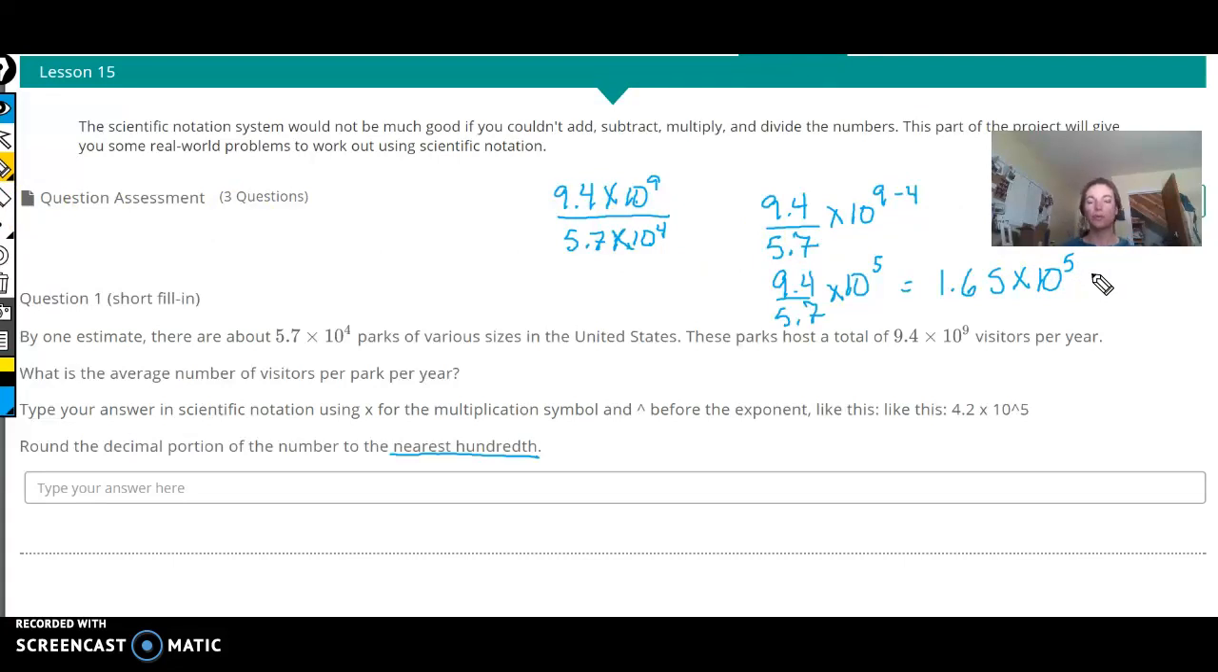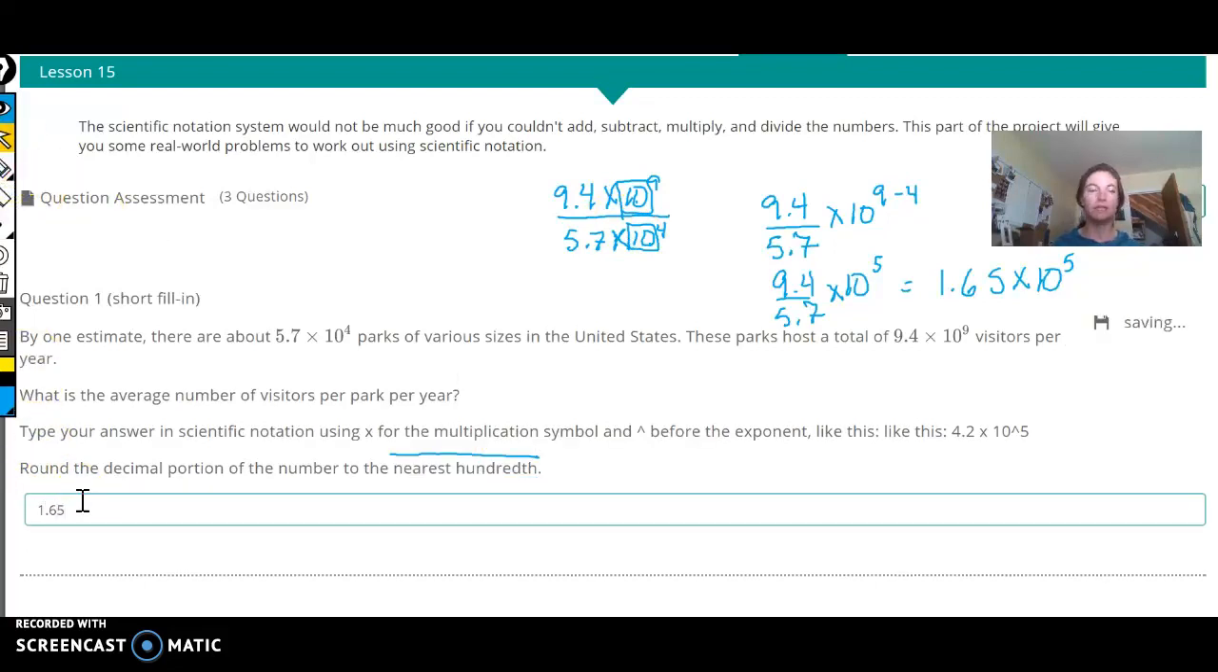Okay, so remember that I had to take into account both the integer part of this and then the scientific notation or the exponent part of this. And it really is handy when you're dealing with scientific notation that you can use properties of exponents because your base 10 is the same for both of those. Okay, so I'm going to go ahead and type that in there. 1.65 times 10 to the 5th power.